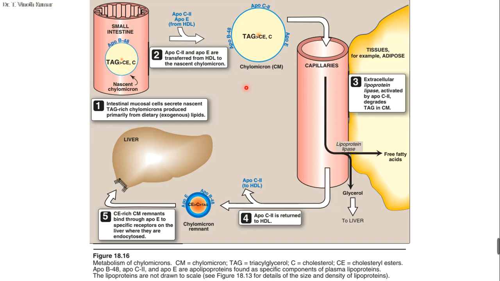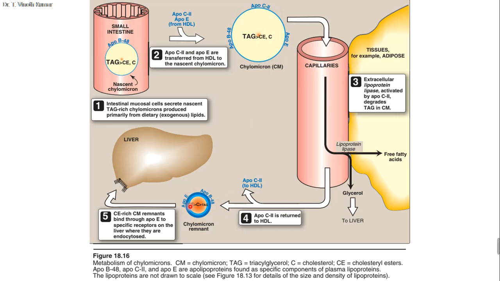The next step is after the liberation of free fatty acids. So ApoC2 is returned to the HDL. ApoE is involved in the binding process, and ApoC2 is again returned to the HDL, and the remaining things are ApoE and ApoB48. So this is called as chylomicron remnant. You can see the size, and this size is minimized. This is called as chylomicron remnant.